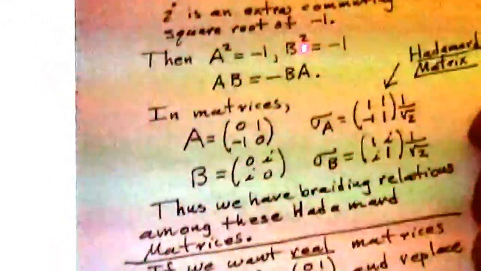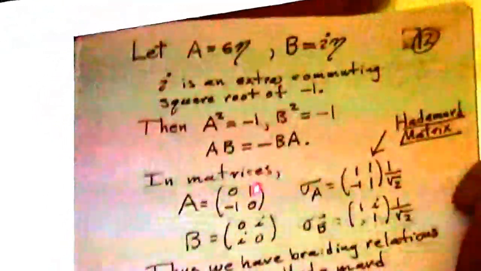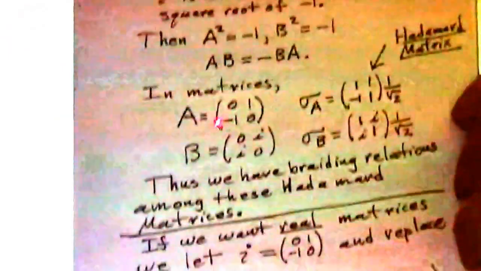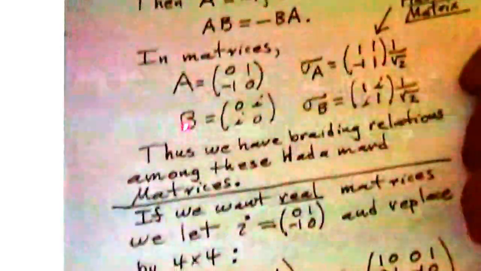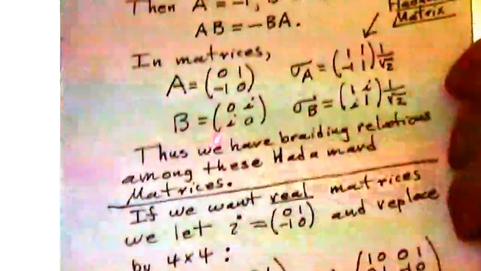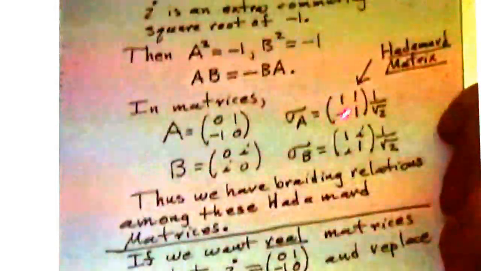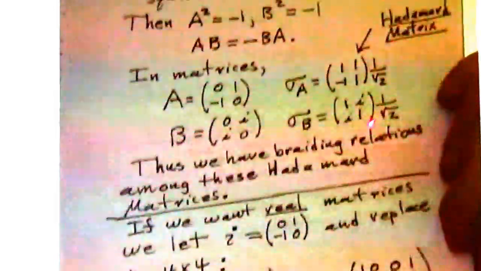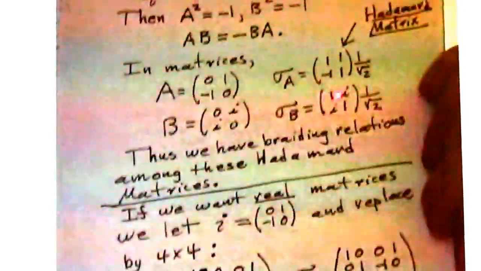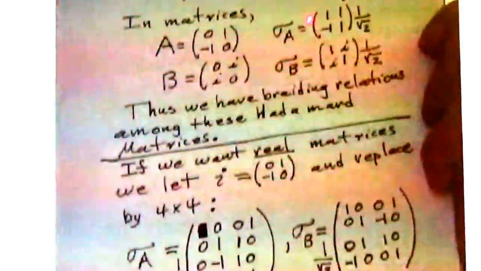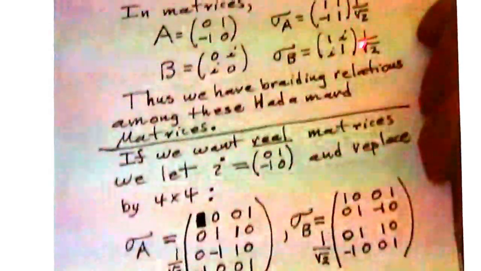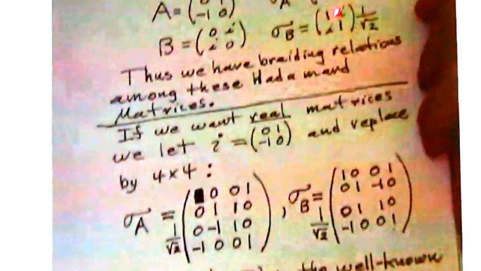A squared is minus 1, B squared is minus 1, AB is minus BA. In matrices, I have the representation. A is eta epsilon, and B is i eta, there it is. And sigma A is 1 plus that over root 2. Sigma B is 1 plus that over root 2. A familiar matrix. This is the Hadamard matrix. In quantum computing, we call it the Hadamard matrix. It's a square root of negation. And here's another square root of negation.